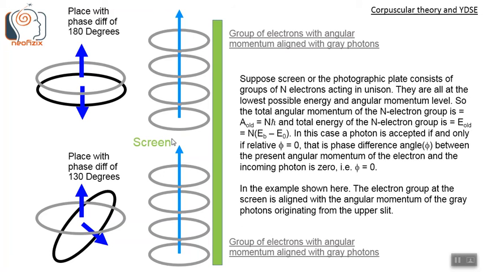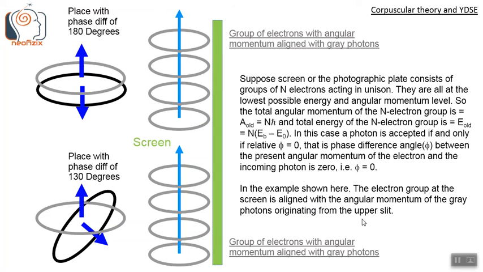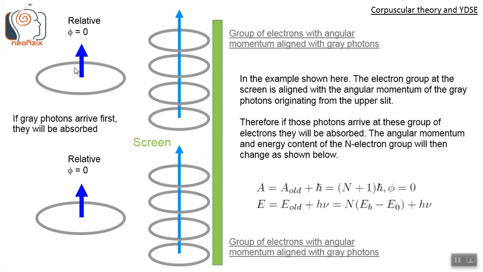So basically in the example that we have shown here, the electron group at the screen is aligned with the angular momentum of the gray photons originating from the upper slit. So the grays are being considered as originating from the upper slit. Like here, these are the gray ones, they are coming from the upper slit, and these are the black ones, these are coming from the lower slit onto the screen. So in this example, the electron group at the screen is aligned with these gray photons originating from the upper slit, and therefore if those photons arrive at this group of electrons, they will be absorbed.